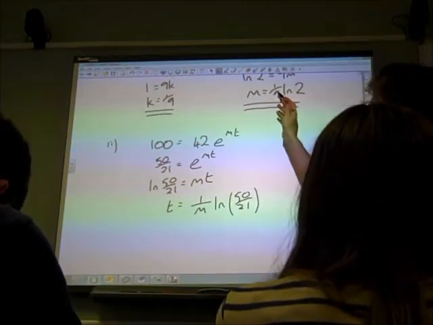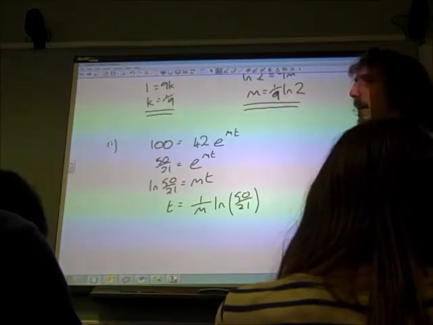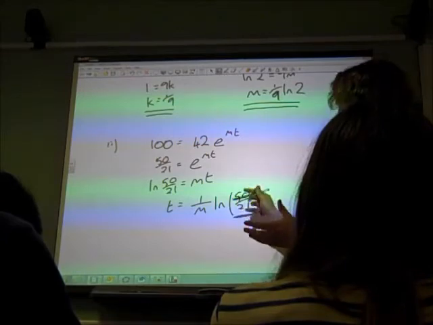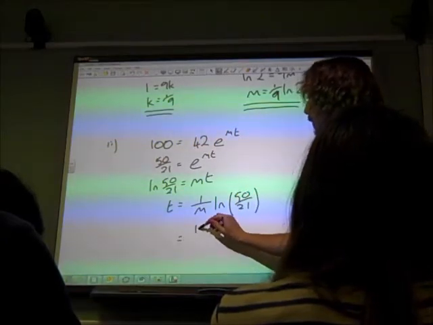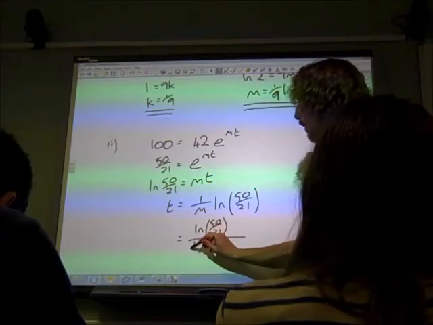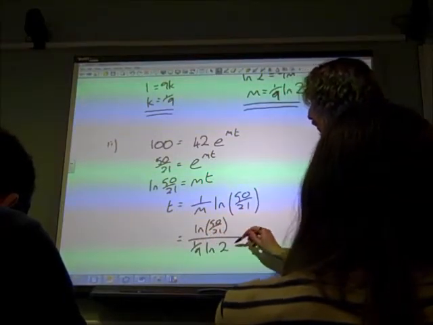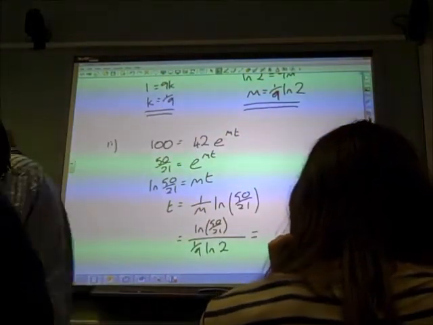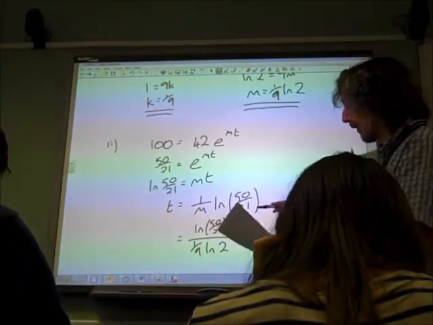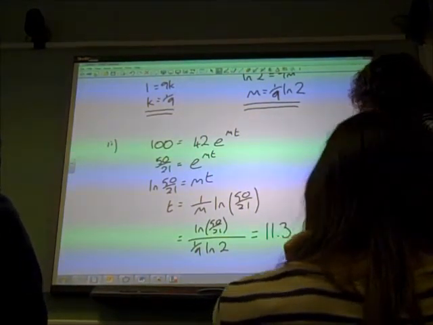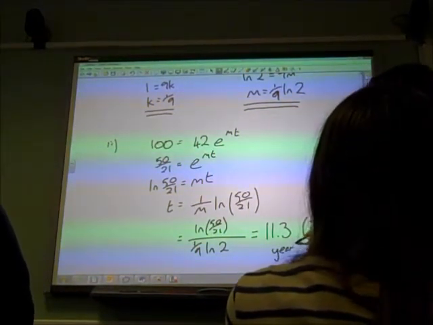You can either stick that 1/9 into your calculator and save it as a value in memory and use that, or on your calculator do natural log of 50 over 21 divided by 1/9 the natural log of 2. And if you do that, I got the value 11.3. That's years, isn't it?